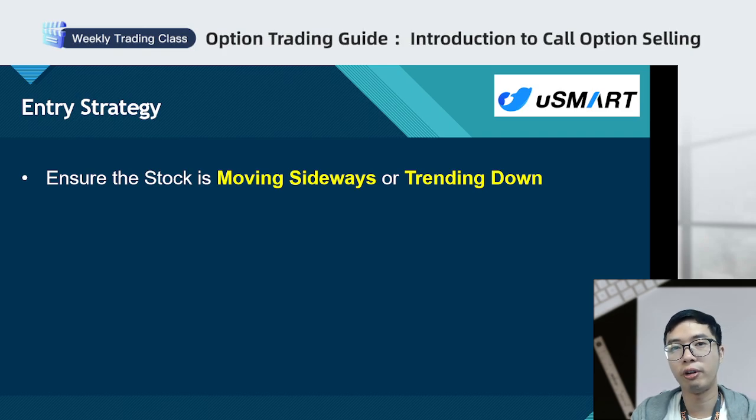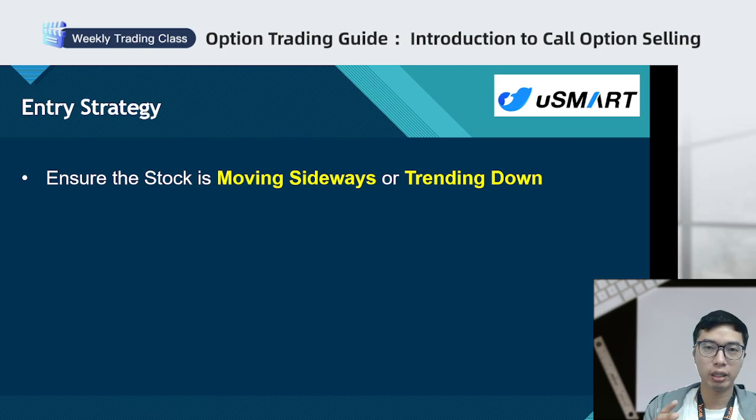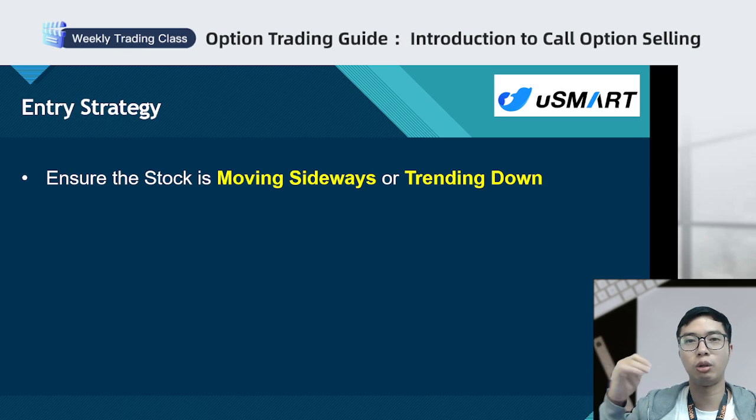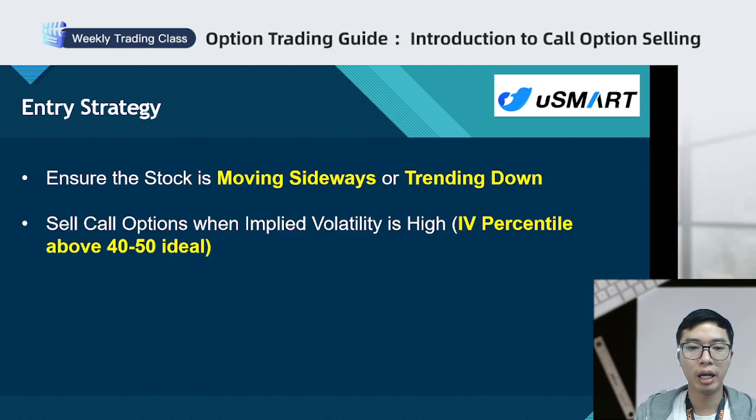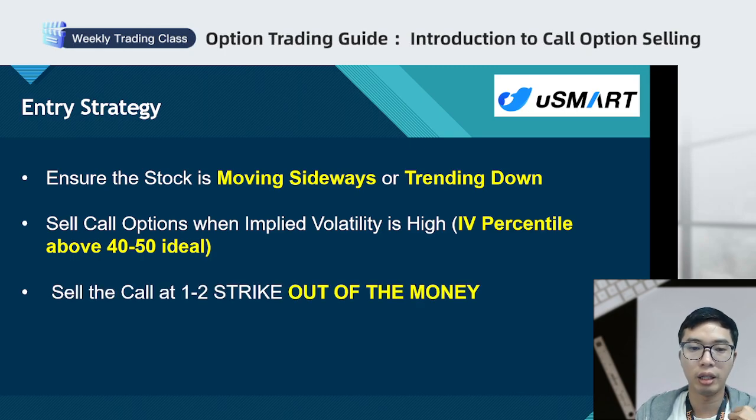So we want to find a stock, using technical analysis, that has started to move sideways or trending down. I mean, you want to buy a stock long term, 4 to 5 months, that you want to go up, but now the trending down is maybe just a big correction, or maybe a correction in a sideways market. Then we sell these call options, looking at the IV, implied volatility. For example, I will choose around 40 to 50 to be ideal, and this is just my personal preference. And we sell the calls 1 to 2 strikes out of the money.